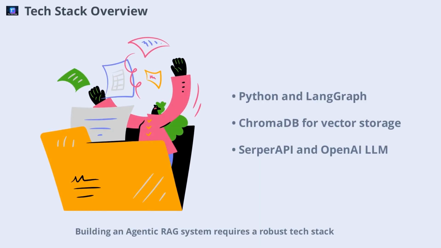Building an Agentic RAG system requires a robust tech stack. In this project, Python is the core language, with LangGraph and LangChain providing the workflow and orchestration. ChromaDB serves as the vector database for storing and retrieving embeddings. SerperAPI enables web search capabilities, and the OpenAI API powers the language model. This combination allows for flexible, scalable, and intelligent retrieval-augmented generation.